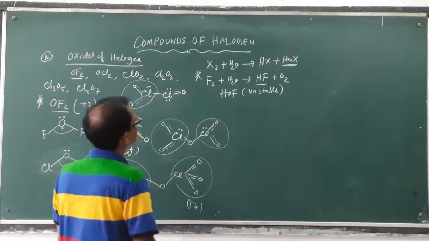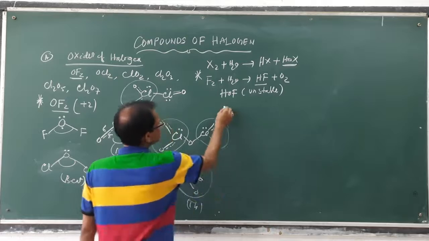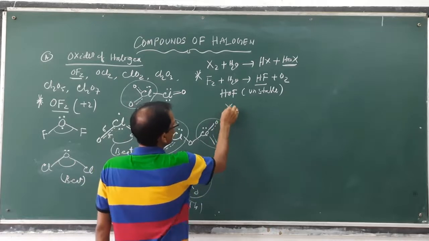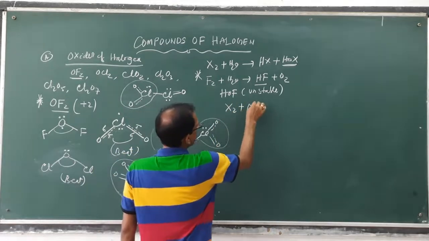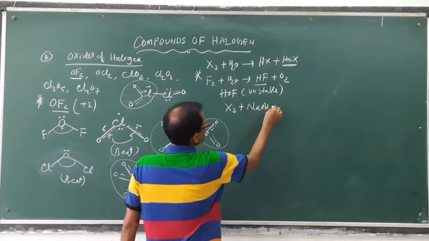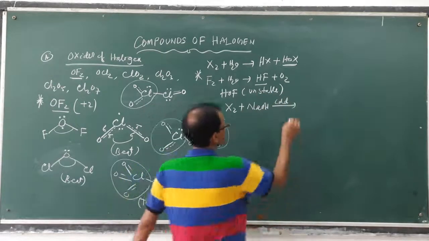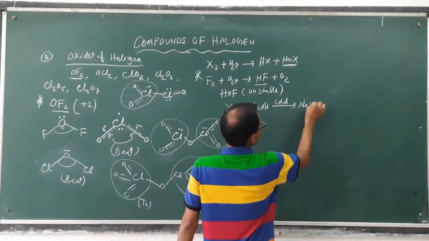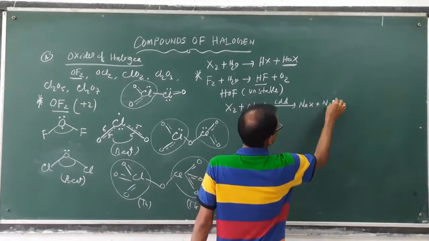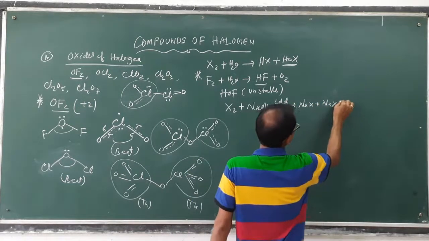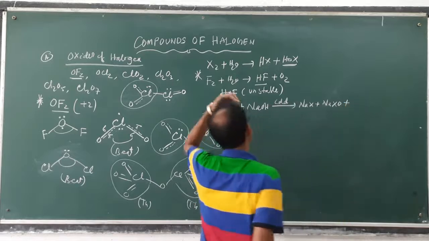Similarly, a very important thing is that when halogen reacts with sodium hydroxide in cold condition, it produces NaX plus NaXO plus water.